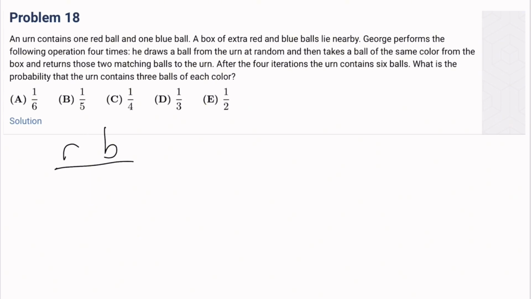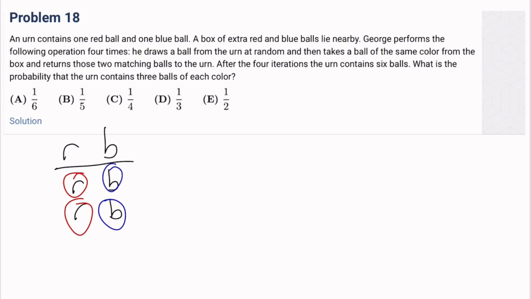But then after 4 iterations, it has 6 balls now. But then there needs to be 3 balls of each color, so there needs to be 2 more red and 2 more blue, right? And so for this to happen, it can just happen in any order, because the probability will just stay the same, right?